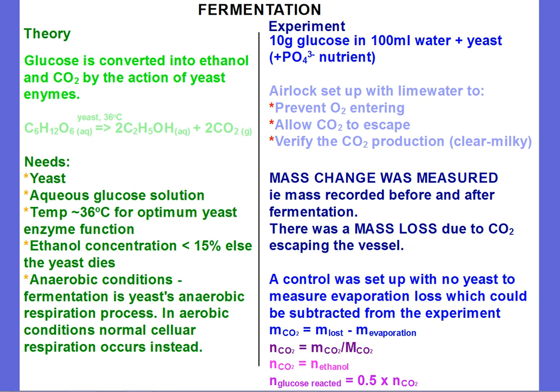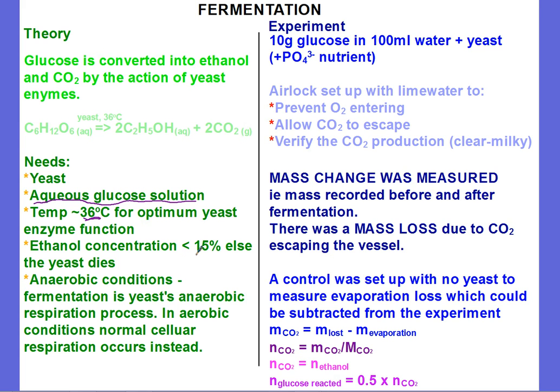The next thing we learned about was fermentation. Now, fermentation, the theory, is that glucose is converted into ethanol and carbon dioxide with the action of yeast enzymes. We've got glucose with yeast at about 36 degrees, turns into 2 ethanol molecules aqueous and 2 carbon dioxide gaseous molecules. You need yeast for this process. The glucose solution needs to be aqueous. There has to be an aqueous glucose solution for it to work. 36 degrees is just optimal for the enzyme function in the yeast.